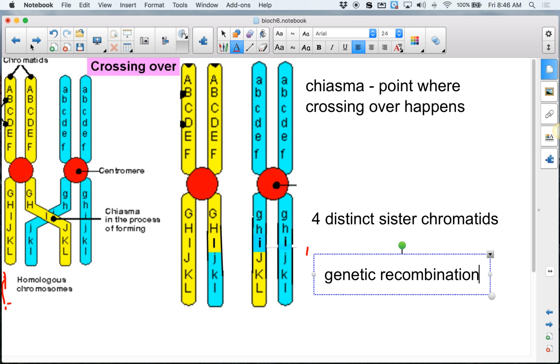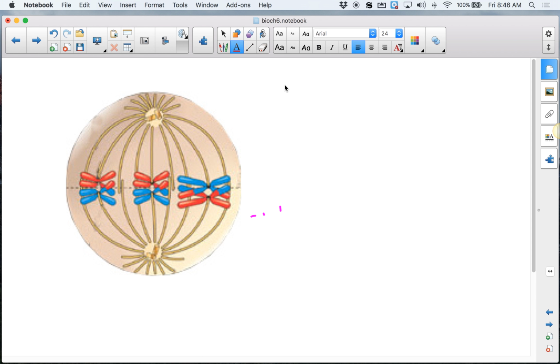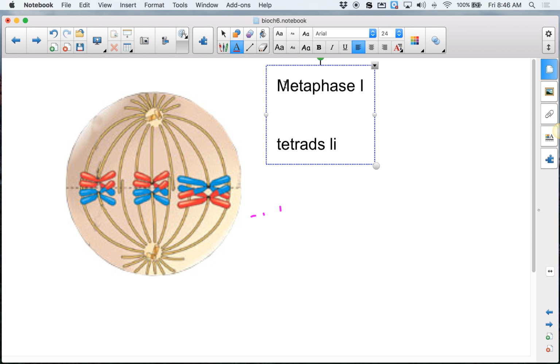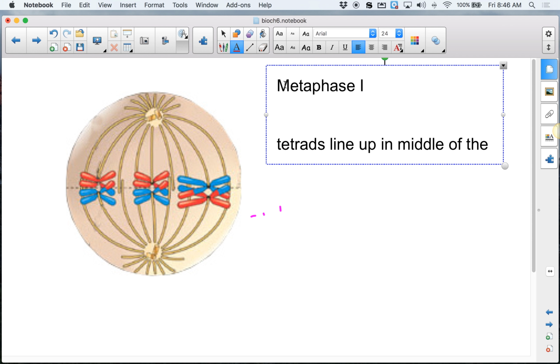Now, after prophase 1, the next stage is metaphase 1. So in metaphase 1, the tetrads line up in the middle of the cell.